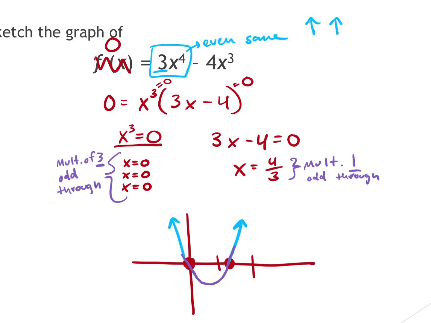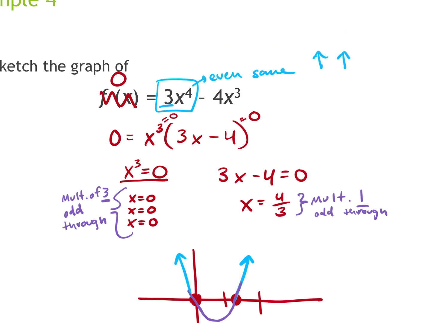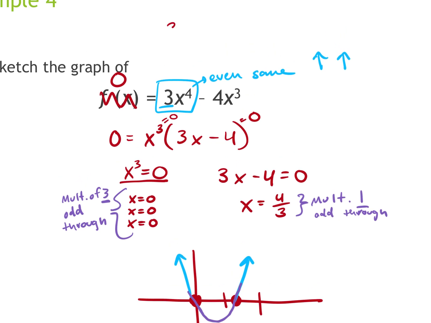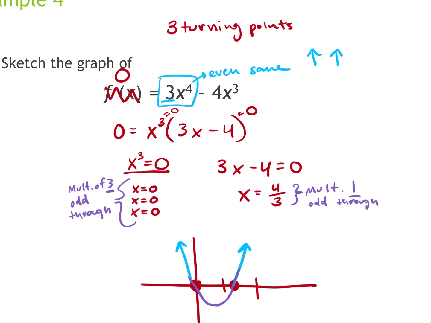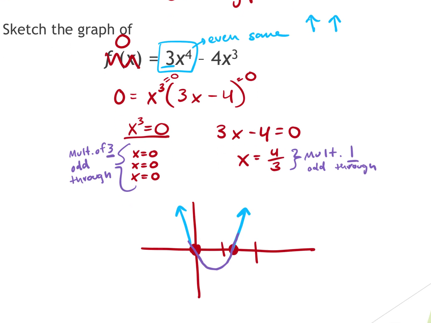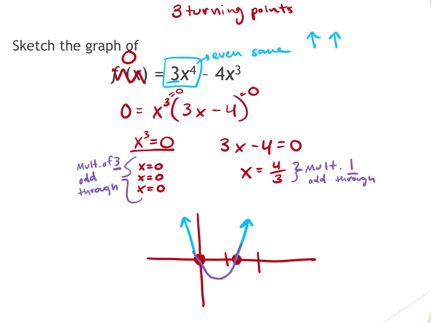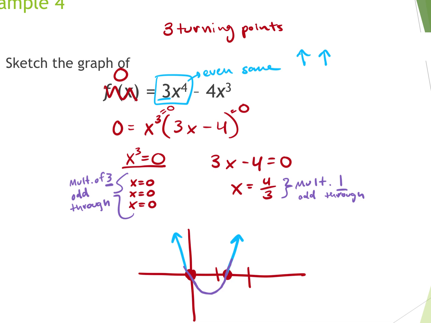What is the most amount of turning points we could have here? 3. We would have at most 3 turning points. So that's 3 either relative maximums or minimums. With our graph, I think we only have 1, but again, our graph could do something a little funky in between 0 and 4/3. So it may have more, but may not. 3 is the most amount of turning points we could have.